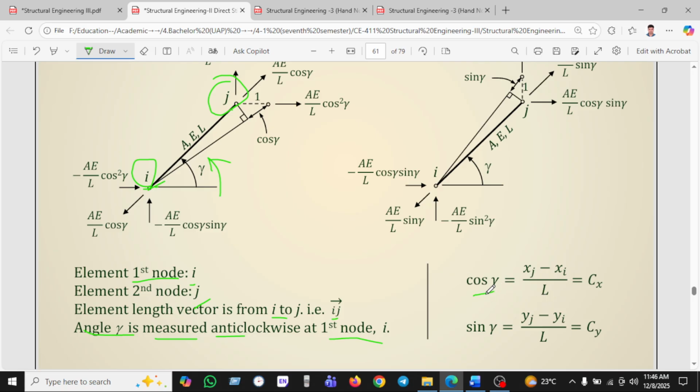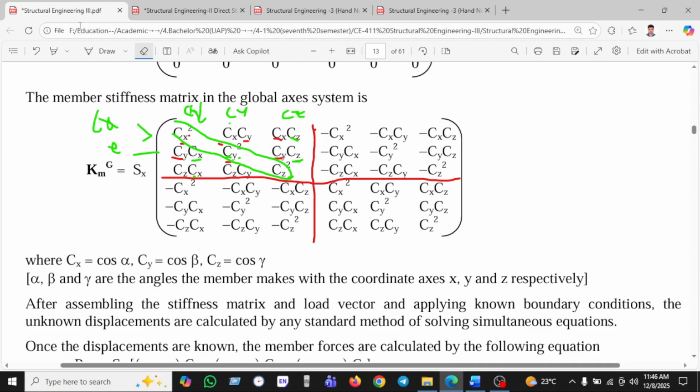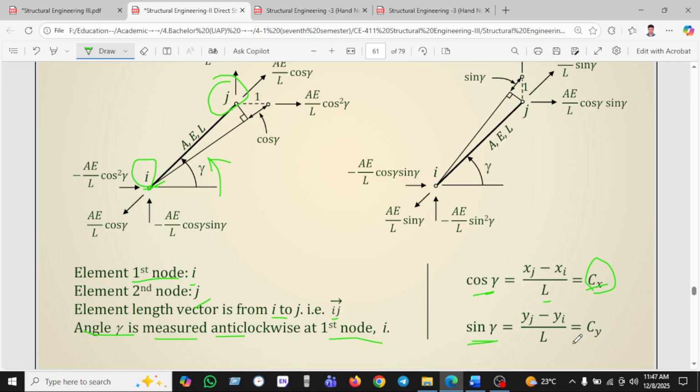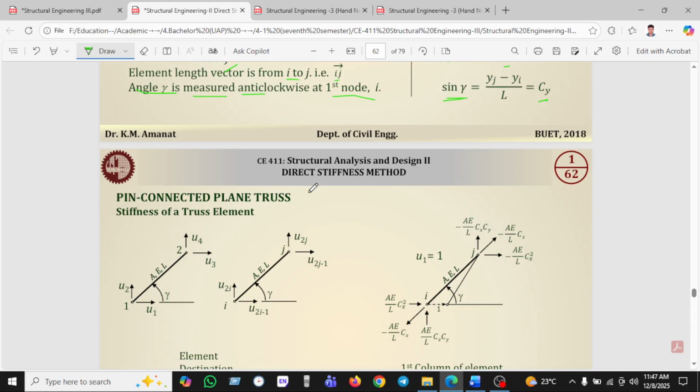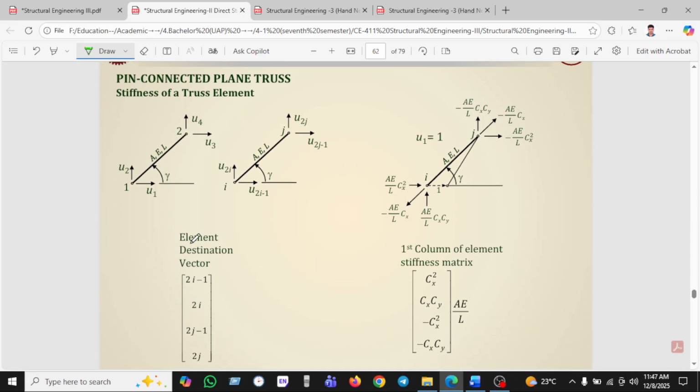So we can see cos Y equals, as we know from the Pythagoras formula, xj minus xi divided by the length L, and this is called Cx. And in this way, sin Y equals yj minus yi divided by L, which is the Pythagoras formula, and we have found Cy.